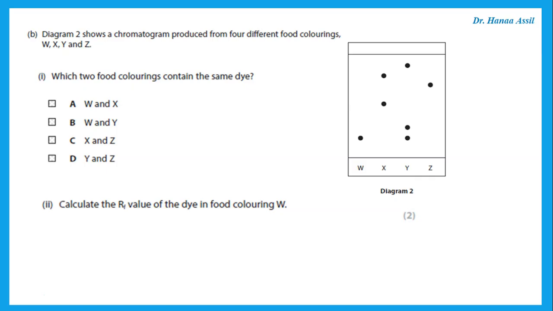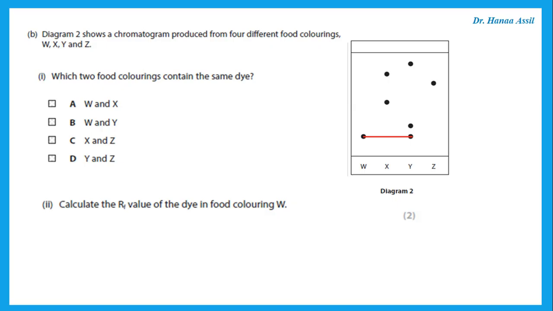Diagram 2 shows a chromatogram produced from 4 different food colorings. Which 2 food colorings contain the same dye? Again, if I'm looking for 2 of them having the same dye, then I'm looking for 2 of them having spots the same height. So W and Y have spots the same height.